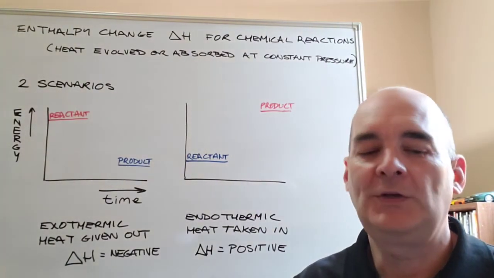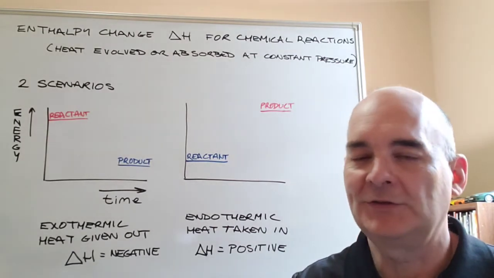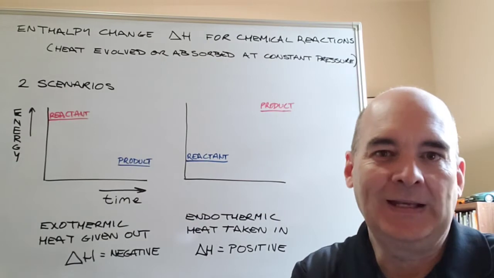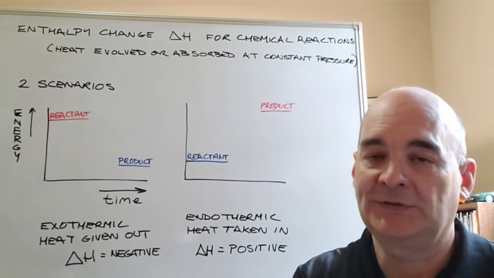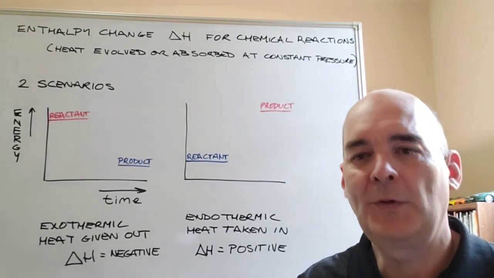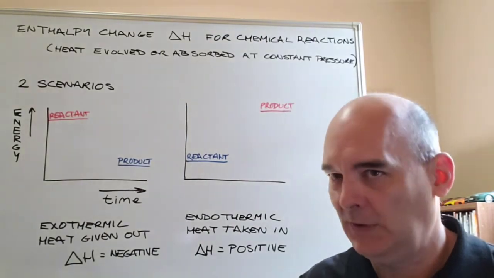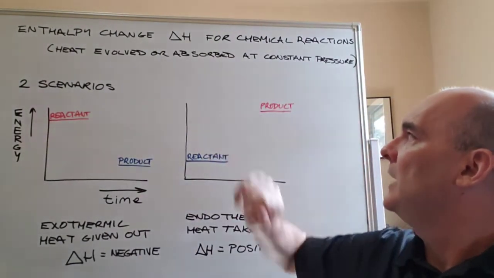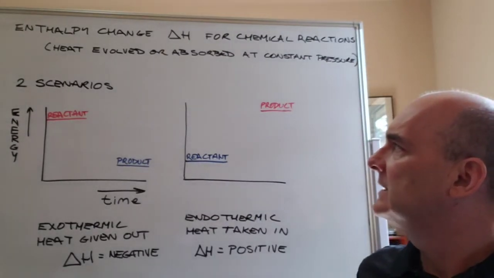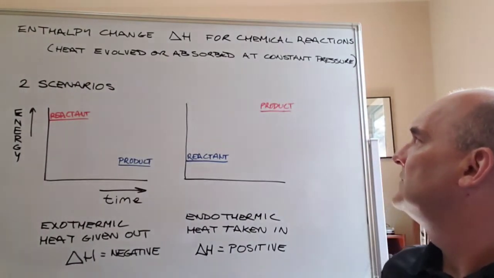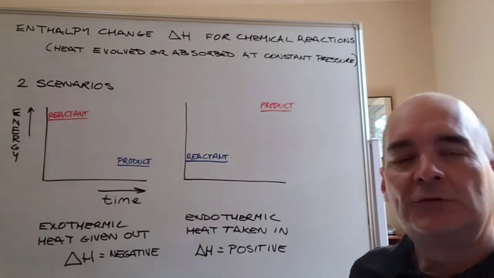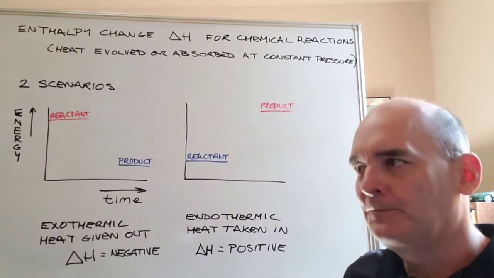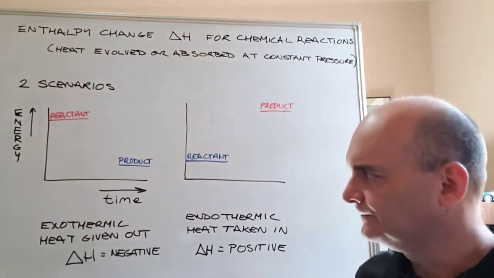Now, when you consider that most of the reactions that we're going to be interacting with are done in solution, in a liquid, they're all going to be at atmospheric pressure. So almost everything that we do is done at constant pressure. So the enthalpy change is the heat that is evolved or absorbed during a chemical reaction or process at constant pressure. And that gives us two scenarios.